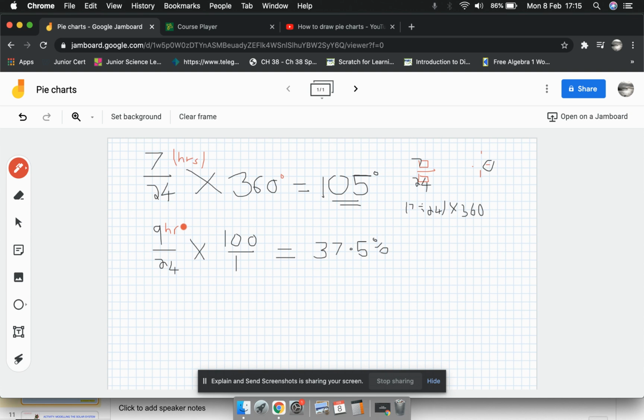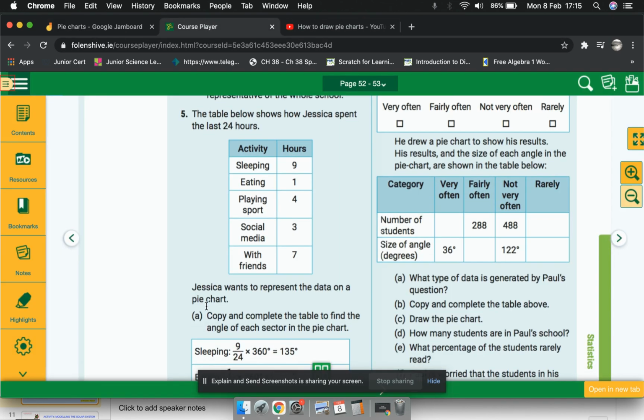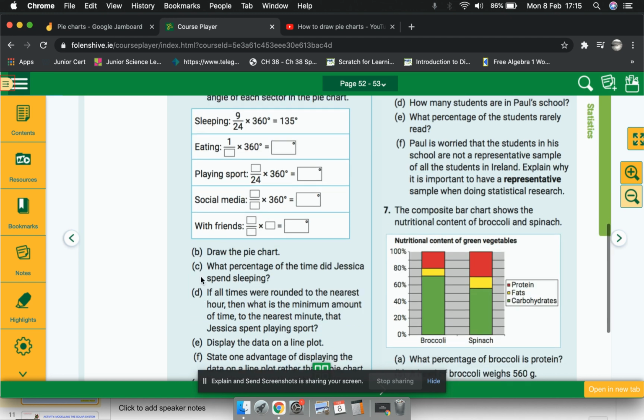Okay, and if I want that as a percentage, how do I work it out? Well, obviously you multiply by 100 over 1. That's how you always turn a fraction into a percentage, and we get a value there of 37.5%. Okay, we could round that to 38% if you'd want, but that 37.5, I think I'm going to leave it like that. Okay, so that answers part C.